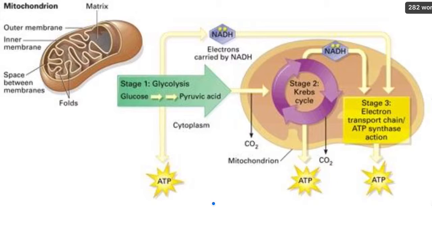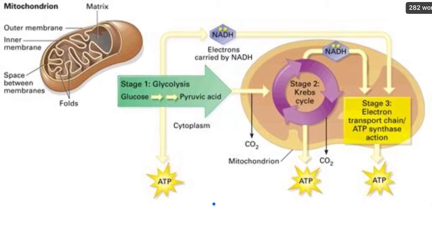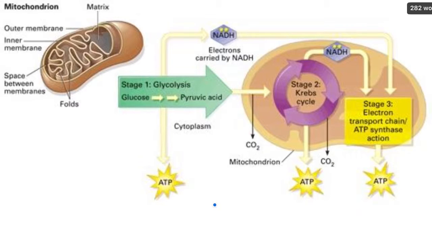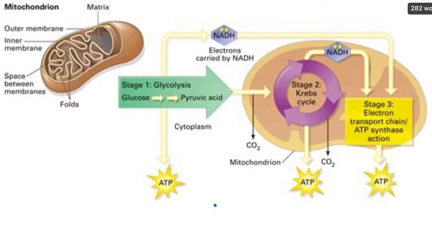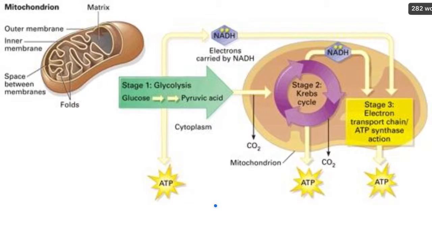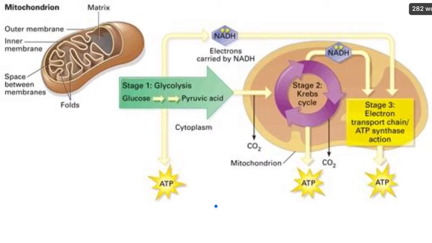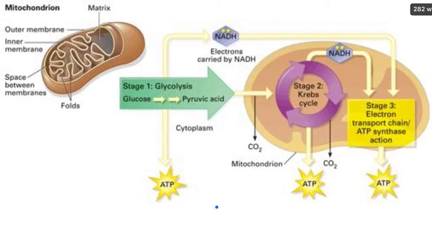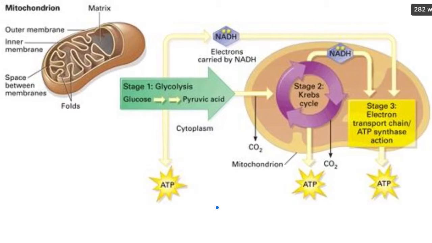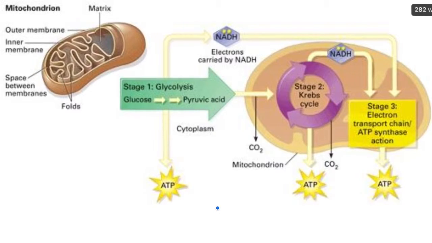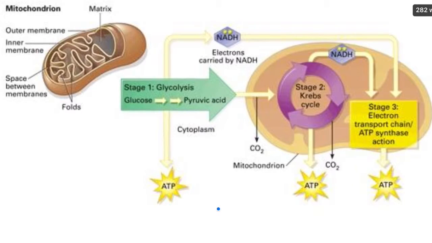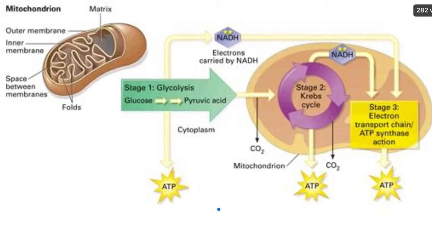Cellular respiration has many stages, the first being glycolysis, where glucose is turned into pyruvic acid. Stage 2 is the Krebs cycle, where CO2 is pumped out using the electrons carried by NADH. Stage 3 is the electron transport chain, using ATP synthase action. In these three stages, ATP is created and pumped out to all parts of the cell.